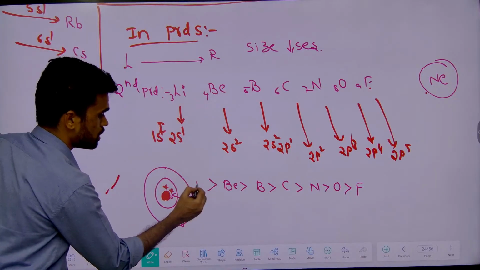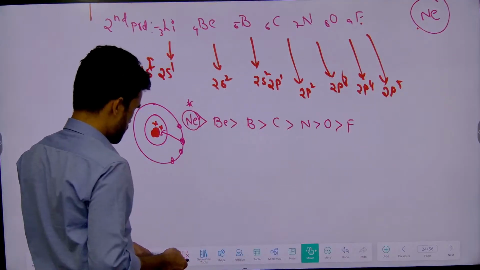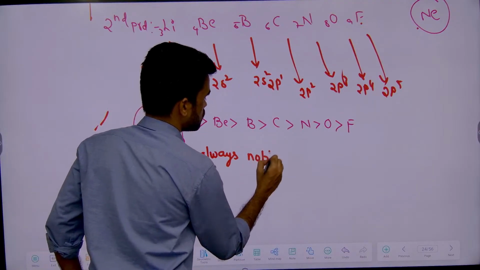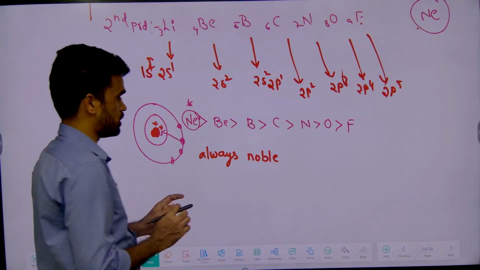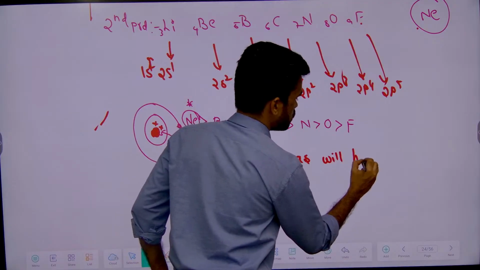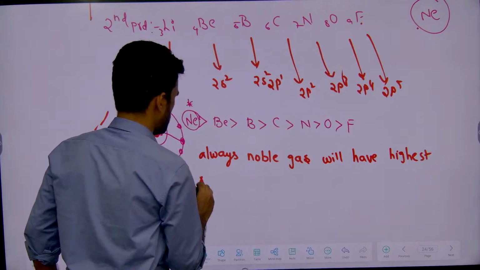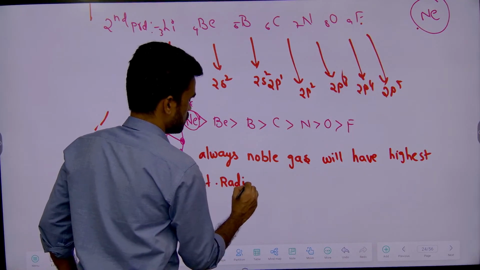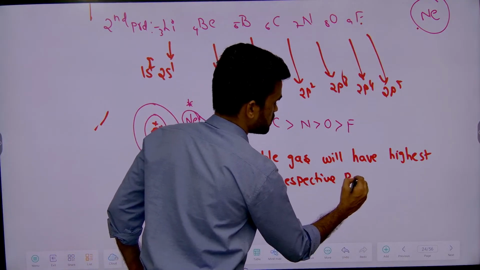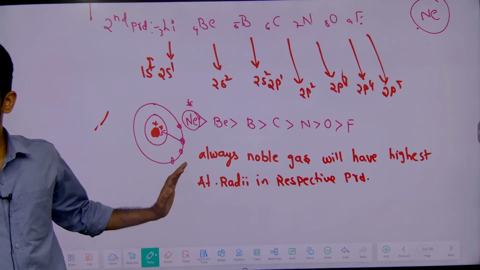So here it should be near. What I am writing here, write it as a note point: always noble gases will have highest atomic radii in respect to periods. Clear up to here? Yeah.